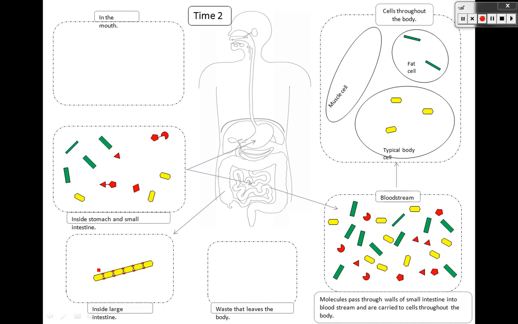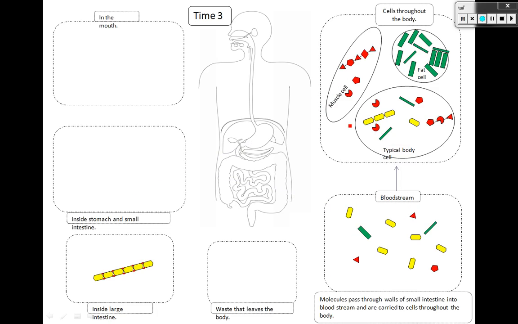Inside our large intestine, notice we have our fiber. In our bloodstream, it's all monomers, and then those go from the small intestine into the bloodstream and then go into the cells and go in through the cell membrane. And so they go into the cells. Here we have a body cell, a typical body cell. Here we have specifically a fat cell. Here we have specifically a muscle cell.